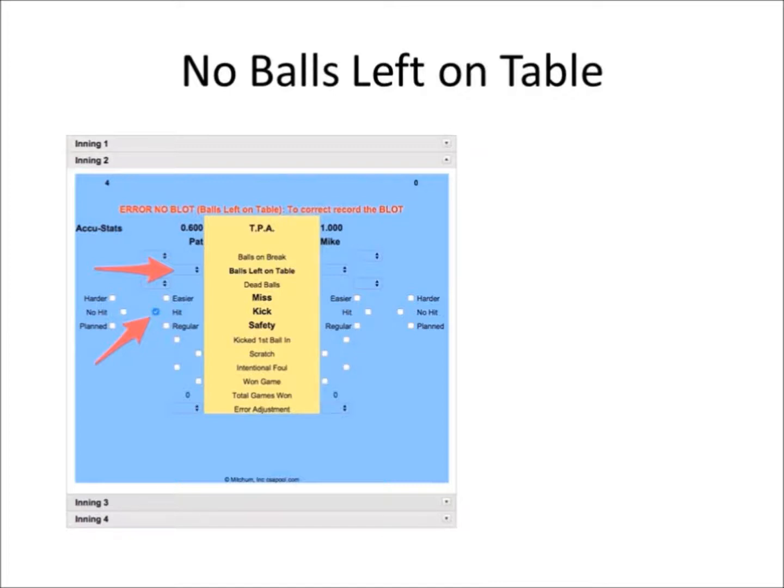Now in reality, what typically happens is you'll walk back to the seat and you will say, what did I do? And you'll say, I had a successful hit and I was kicking at the ball. You'll check that, and then you'll say, well, how many balls are left on the table? So the error message will pop up to remind you to record that, and at that time is when you typically count how many balls are left on the table.